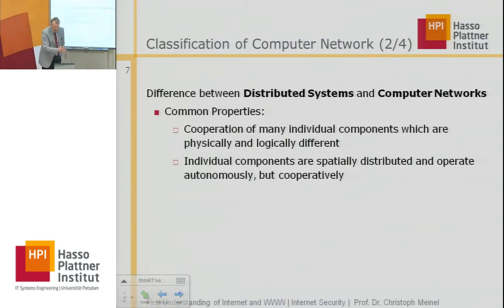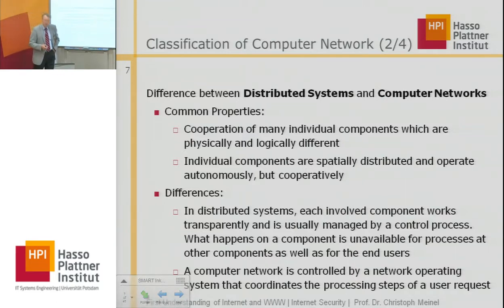Another common property of distributed systems and computer networks is the cooperation of many individual components. Components that are physically and logically different. In computer networks, these are the computers. In distributed systems, these are the different components. And another common property of both is that the individual components are spatially distributed and operate autonomously, but in cooperation with the other autonomously operating components.